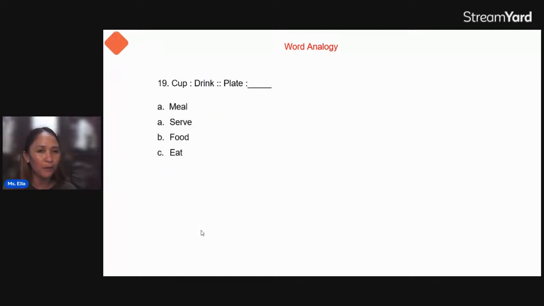Okay, number 19. So we're down to the last two items. Cup is to drink and plate is to blank. Is it A, meal? B, serve? C, food? Or D, eat? Again, cup is to drink, plate is to blank.